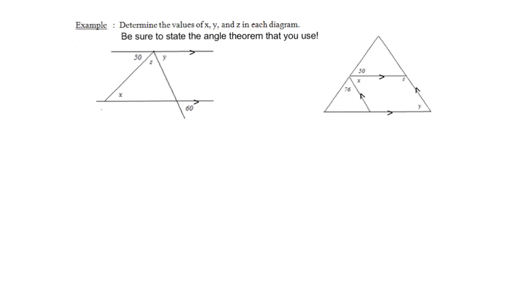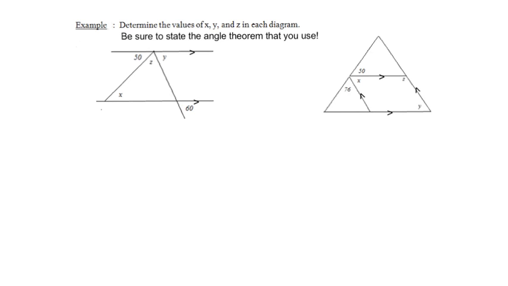Two more examples. In each case, there are three angles which are unknown: x, y, and z. I want you to think about what you know. In this case, note that there are some parallel lines, so you'll probably use the parallel line theorems. So, yeah, try and figure those out. State the angle theorem that you use. Okay, pause the video here.